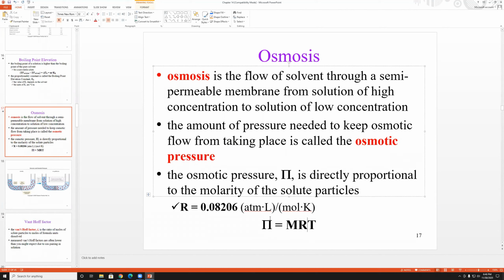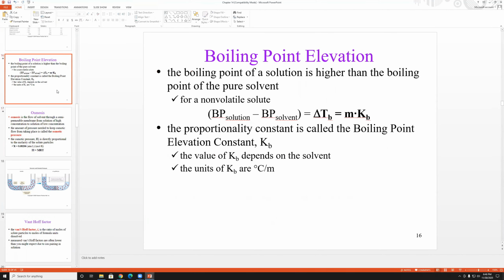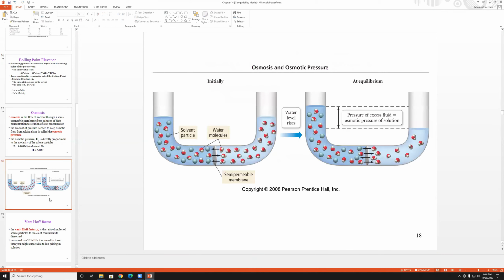So whenever you have little m, like you do for boiling point elevation and freezing point depression, that's molality, little m. So I'll write m equals molality. And then big M equals molarity. Capital. So that's a good thing to know.